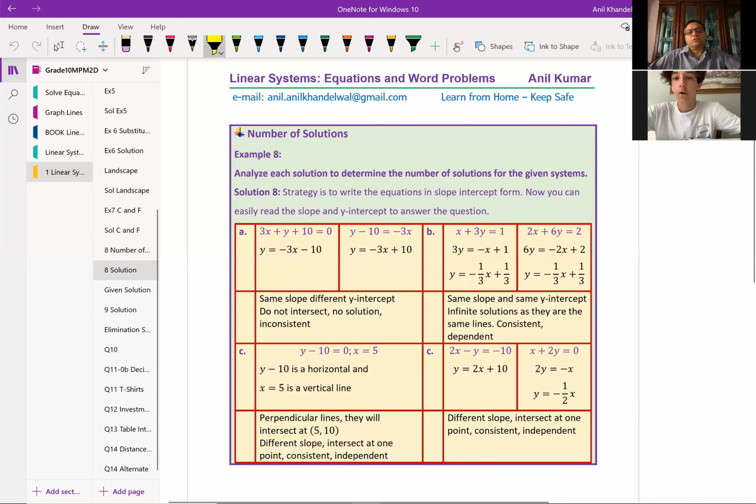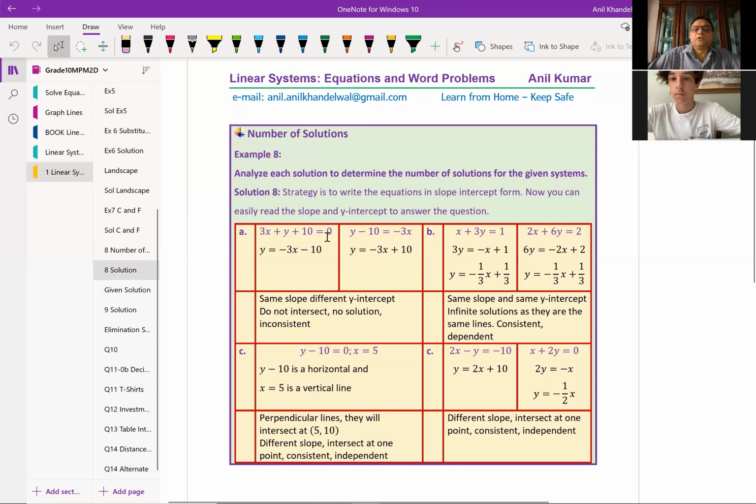So I'd like you to again read this page right from the question till the end, right? So example 8, what does it say? It says: analyze each solution to determine the number of solutions given in the system. Strategy: write each equation in slope-intercept form. Now you can easily read the slope and y-intercept to answer the question. So these are your two equations in A. So what I did was I wrote them in slope-intercept form.